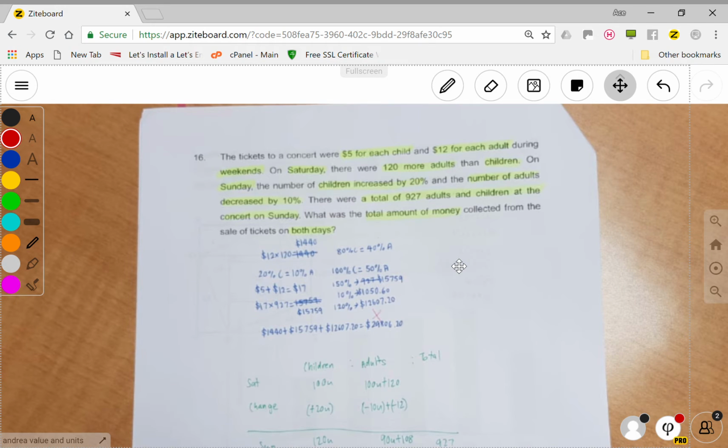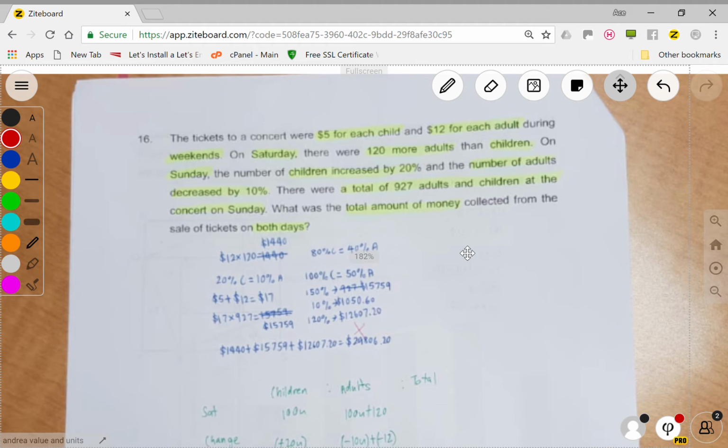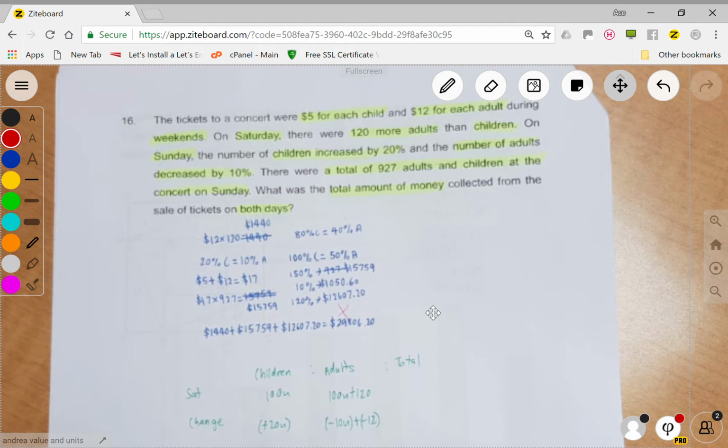Okay, so let's take a look at the ticket question. Let me read a while to recap. Tickets were $5 and $12 for each child during the weekend, Saturday. Oh okay, so there's a Saturday and 2 days.